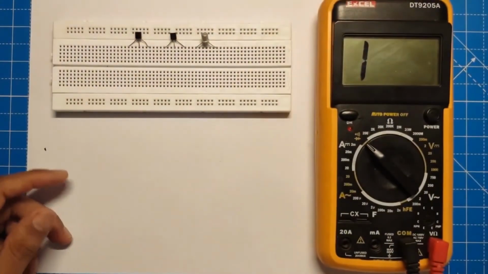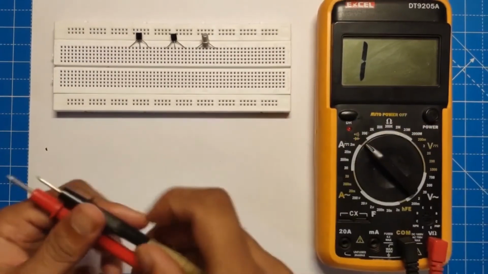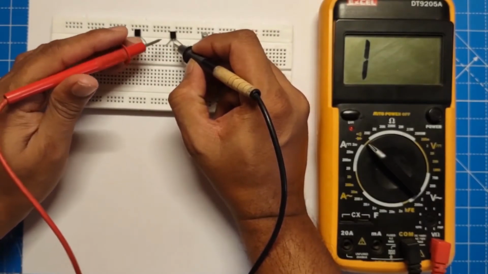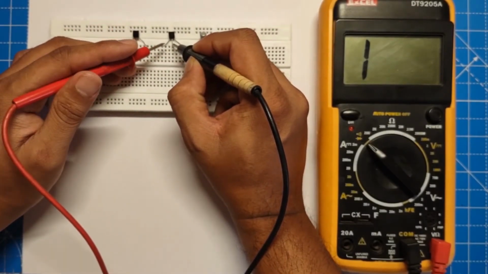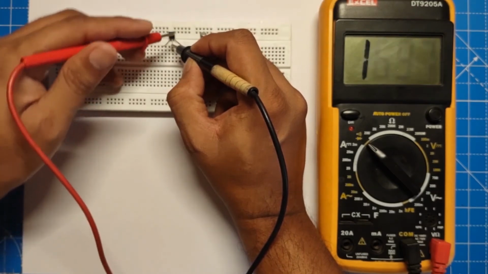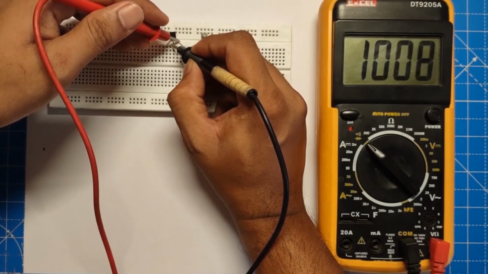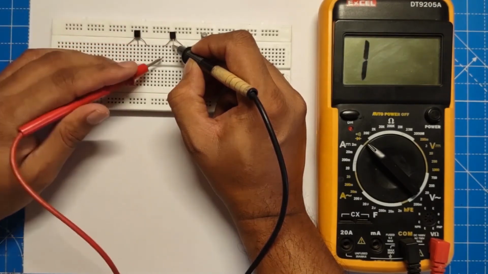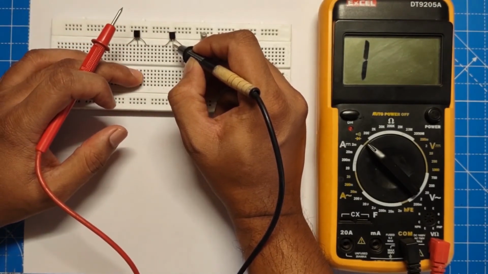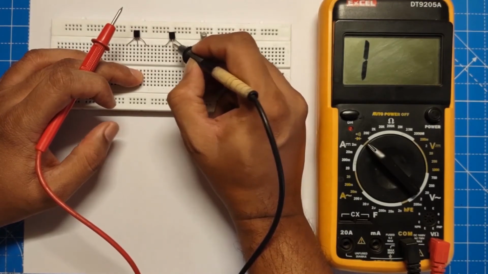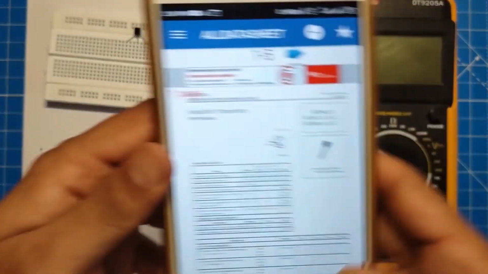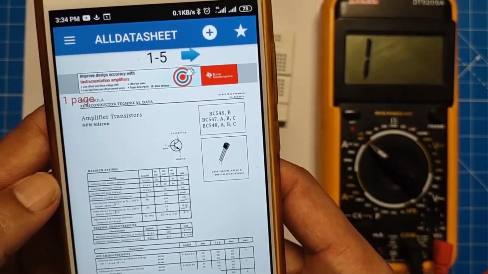Likewise, we'll go ahead and test BC557. We'll put the negative side on the center and take this. Yeah, we are getting a reading. Likewise for the other side we are getting a reading. So in this case BC557 is a PNP transistor, the base being negative. We can verify this with the data sheet again.